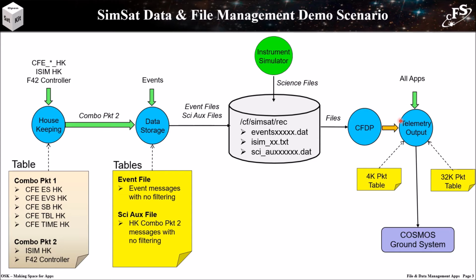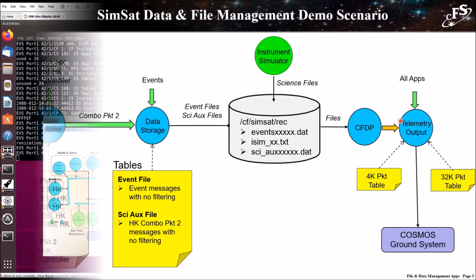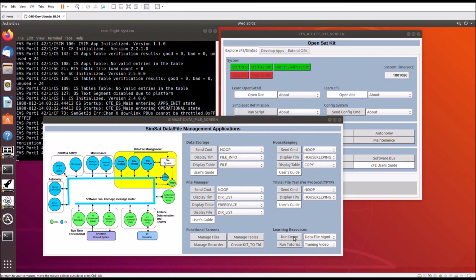Telemetry output downlinks both real-time telemetry and playback files. 2 TO packet tables are defined for different downlink rate scenarios. I've already started the CFS, and now I'm going to open the data file management demo.